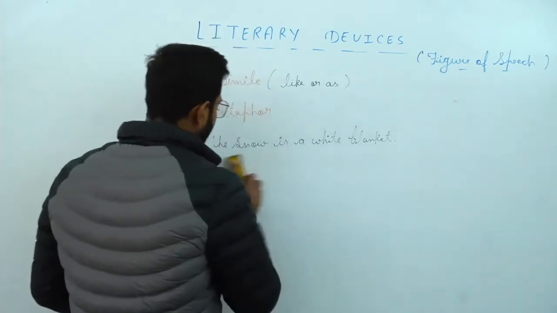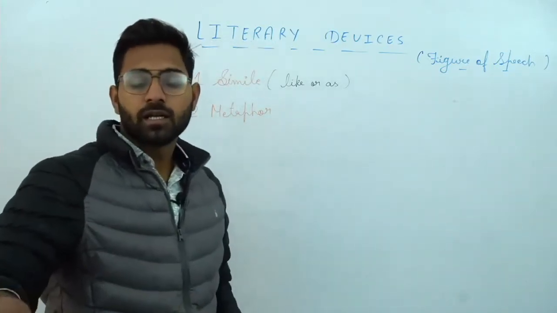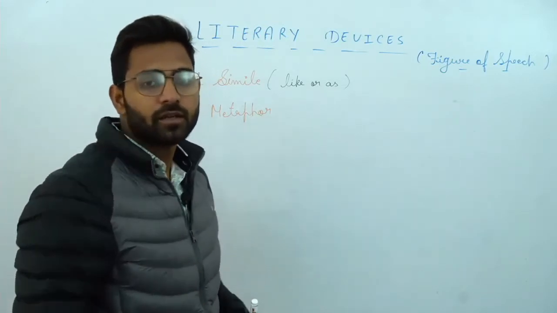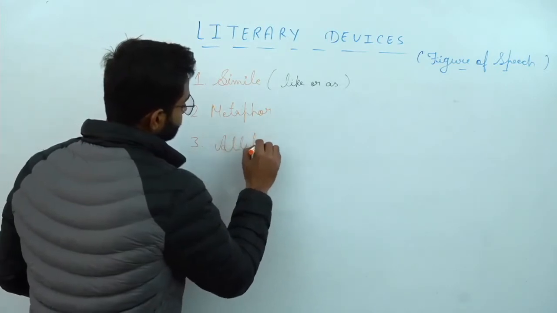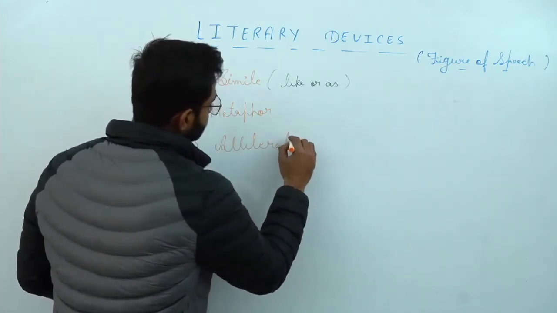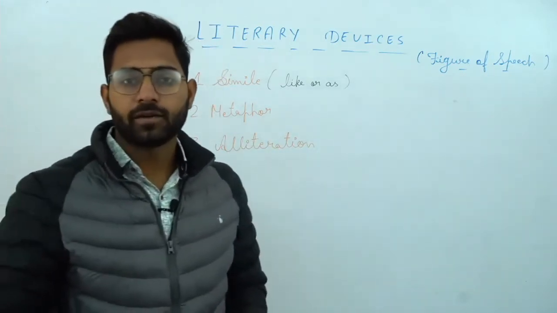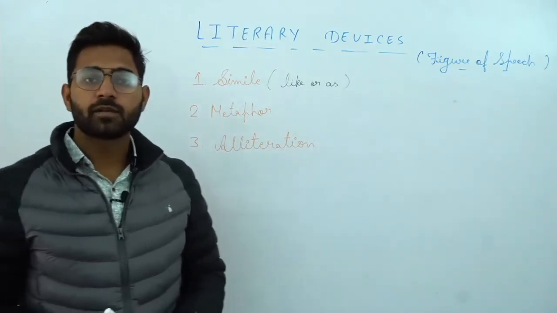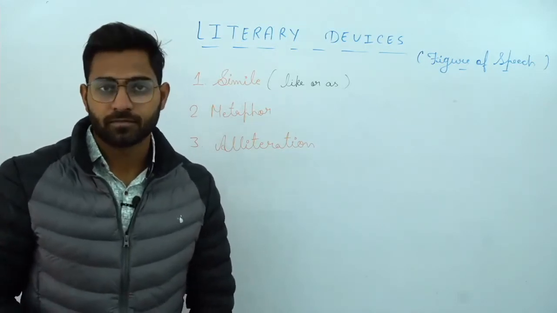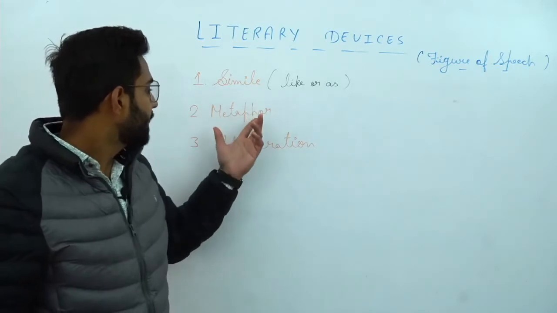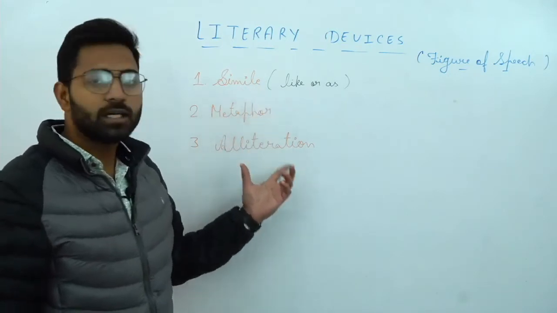Let's move further. And let me remind you, in your syllabus there are nine types of literary devices. The third one we have is alliteration. What is alliteration? Alliteration means repeating of a single consonant sound at the beginning of words. Like if you say simile, metaphor and alliteration, these are words.